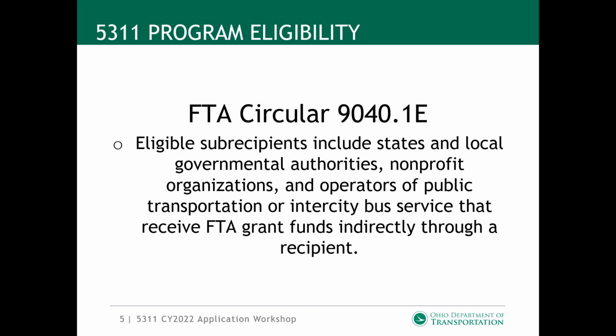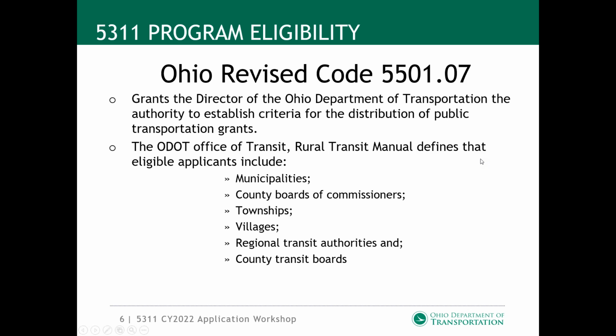Eligibility: FTA Circular 9040.1E outlines that eligible subrecipients are state and local government authorities, nonprofit organizations, and operators of public transportation or intercity bus service that receive FTA grant funds directly or indirectly through a recipient. Ohio Revised Code 5501.07 gets a little more specific for Ohio. ODOT outlines that the eligible applicants to apply for 5311 funding are municipalities, county boards of commissioners, townships, villages, rural transit authorities, and county transit boards.